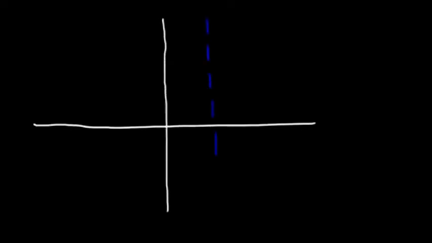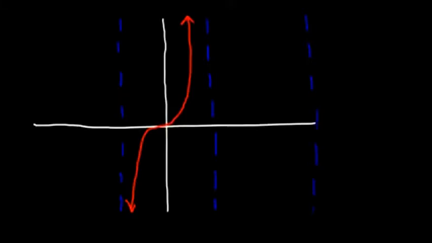Now let's go over the graph of tangent. We know that tangent has a vertical asymptote at pi over 2 and at negative pi over 2. And so here's the generic shape. It's an increasing function that looks like this. Now we can draw another period of the tangent function.